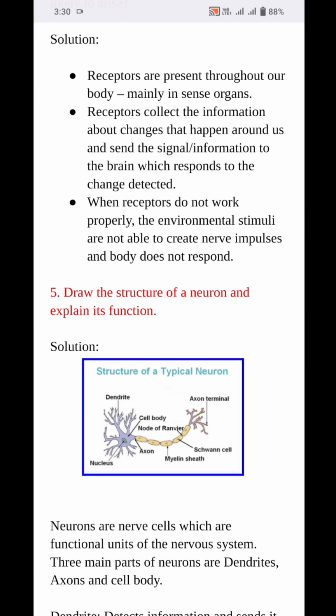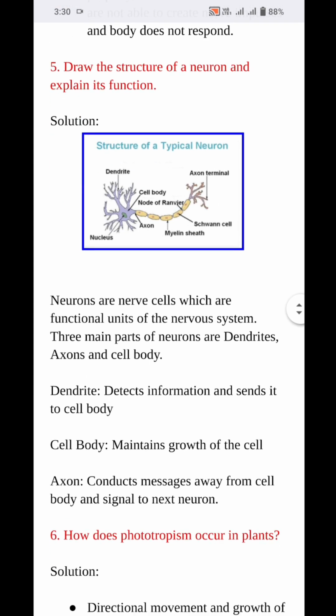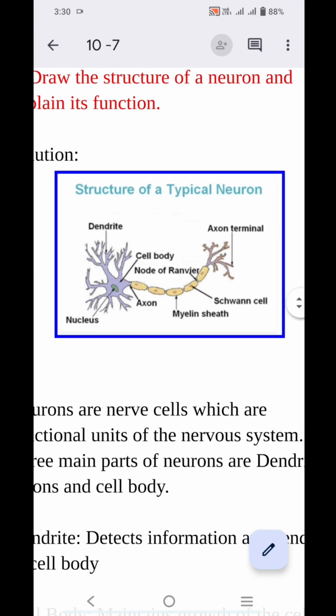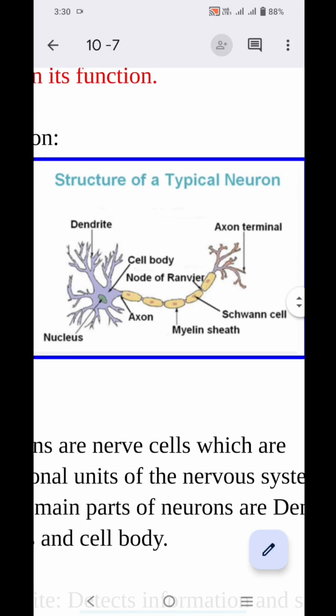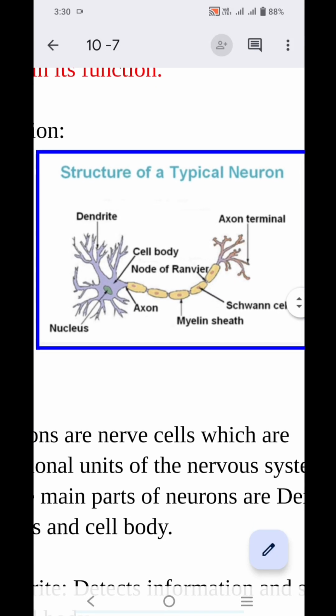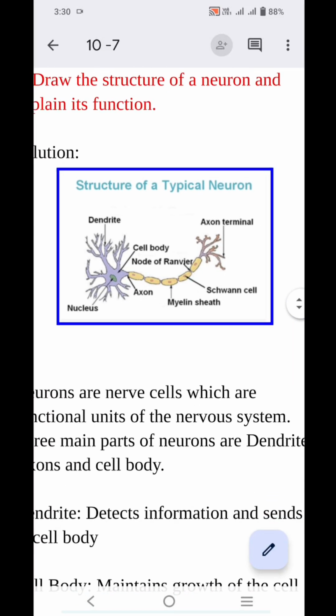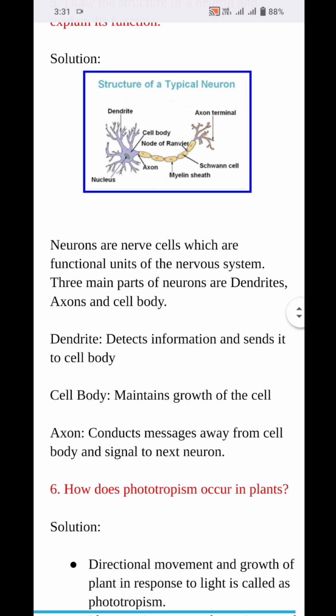When receptors do not work properly, the environmental stimuli are not able to create nerve impulses and the body does not respond. Question number 5. Draw the structure of a neuron and explain its function. See, this is the structure of a neuron: nucleus, dendrite, cell body, node of Ranvier, axon, myelin sheath, Schwann cell and axon terminal.